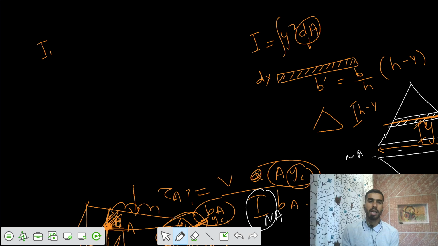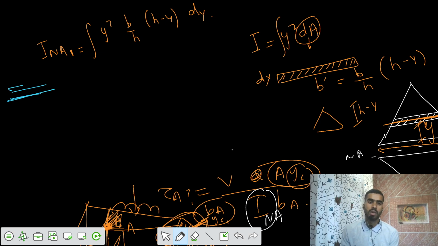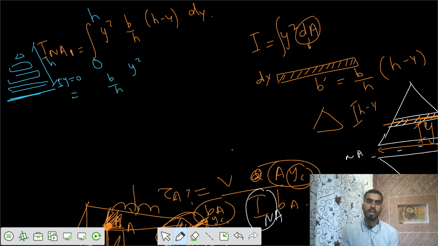So I can solve I neutral axis for the first part, that is equal to the integral of y square into b by h into h minus y into dy. And your limits are for the small differential elements going from y equals 0 to y equals h, and you solve that to get an equation: b by h into y square into h minus y, into dy.